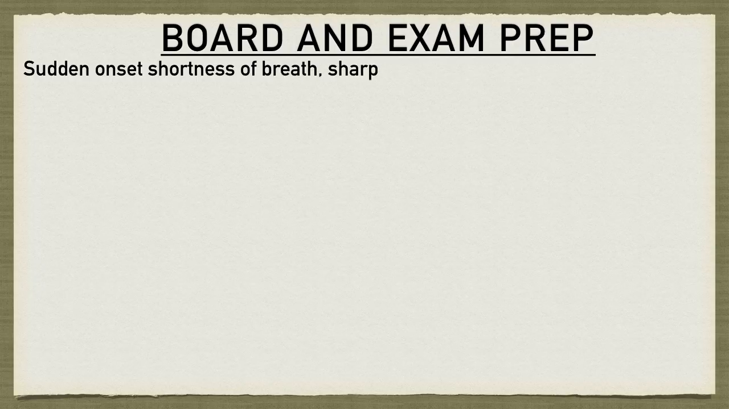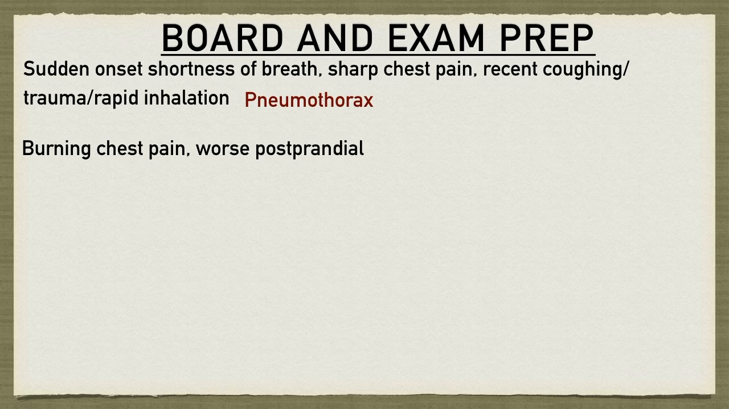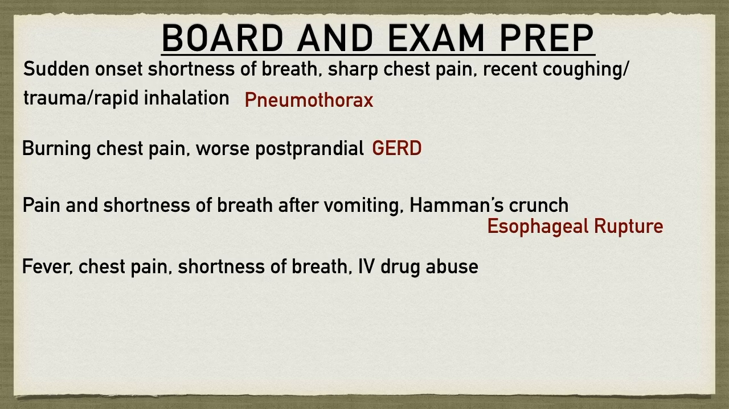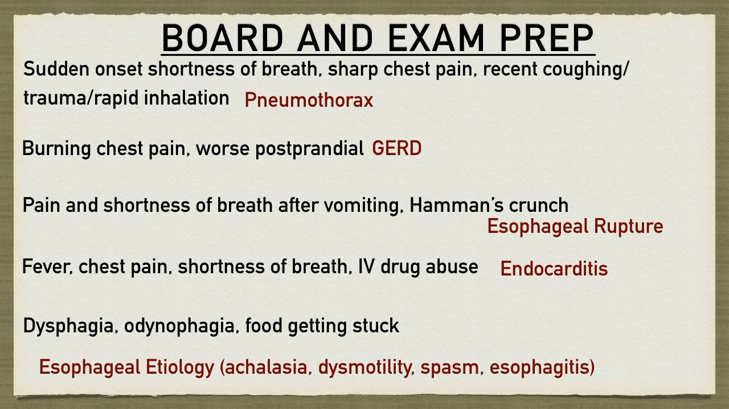Then if the patient complains of sudden onset shortness of breath, sharp chest pain, recent coughing or trauma or rapid inhalation, consider pneumothorax. If the patient complains of burning chest pain that's worse after eating, consider GERD or peptic ulcer disease. If the patient complains of pain and shortness of breath after vomiting and there's Hamman's crunch on examination, then consider esophageal rupture. If the patient complains of fever, chest pain, shortness of breath, they admit to a history of IV drug use, consider endocarditis. And lastly, if the patient complains of dysphagia, odynophagia, food getting caught or stuck, then consider esophageal etiologies such as achalasia, dysmotility, spasm, or esophagitis.